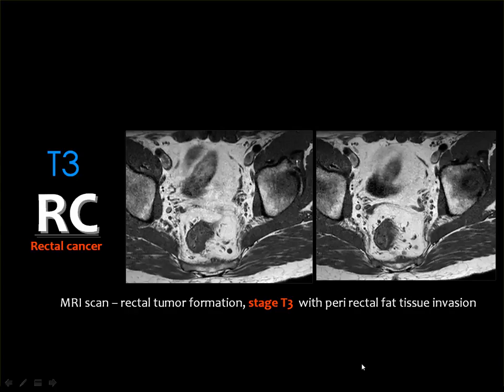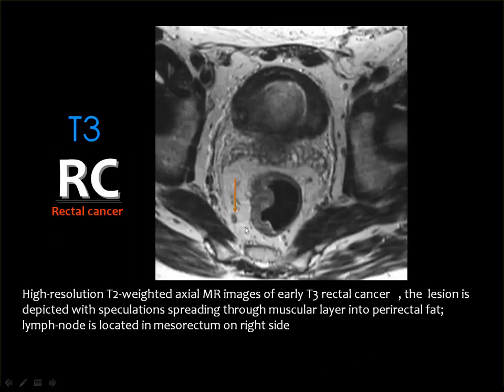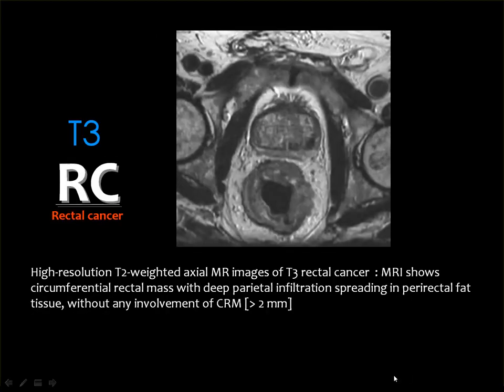Another T3 tumor where you have thickness of the left lateral rectal wall and fatty strands which are nodular, and this is stage T3. Then in this tumor, you have a disruption of the muscularis propria, and a small mesorectal lymph node. These lymph nodes are very important in the staging of the tumor. And here is another example of stage 3.